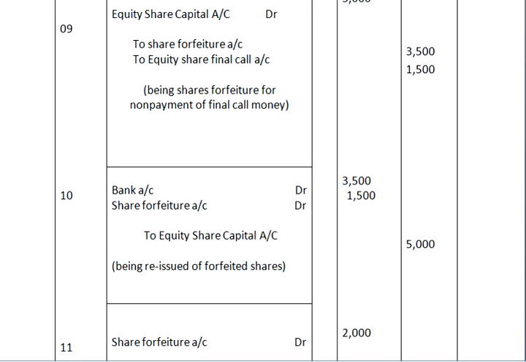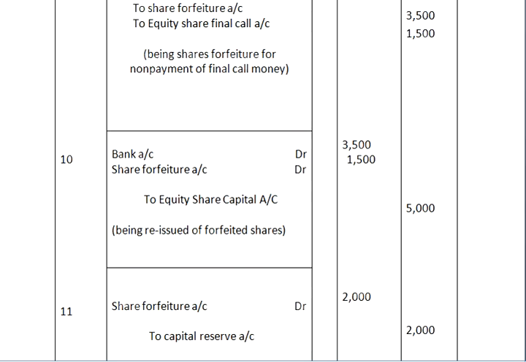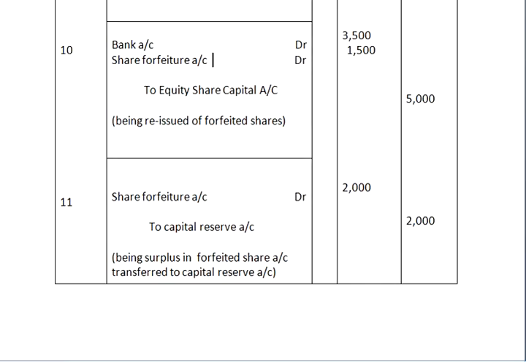Now we need to find out the difference amount, which should be transferred to which account? To the capital reserve. Here you can clearly notice that 3500 is credited to the share forfeiture account. 3500 minus the debit forfeiture of 1500, it becomes 2000. That 2000 will be transferred to which account here? Capital reserve account. So the surplus amount of the forfeited shares is transferred to the capital reserve account. The amount is 2000.